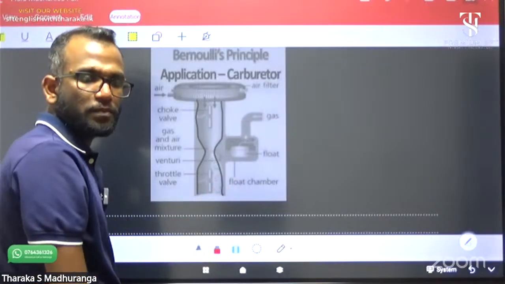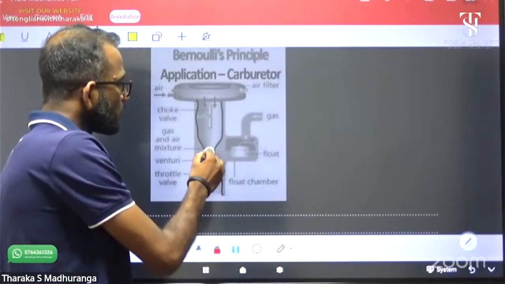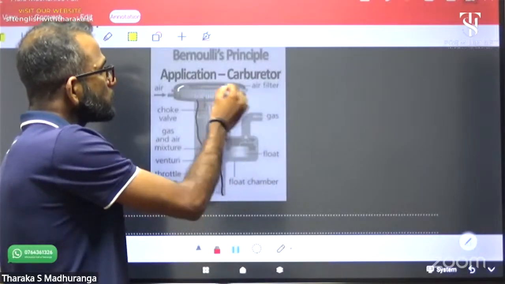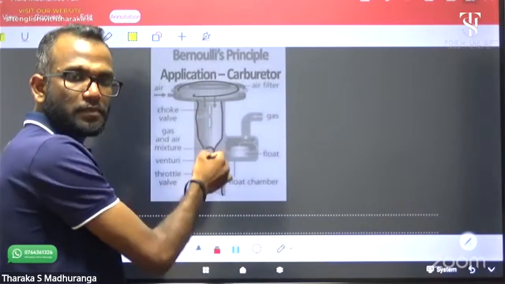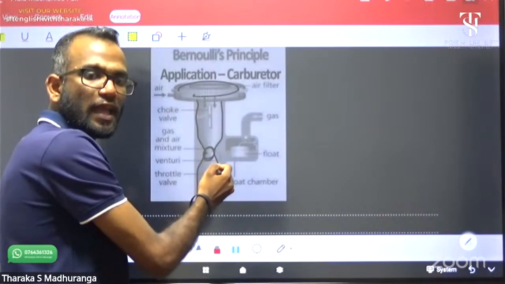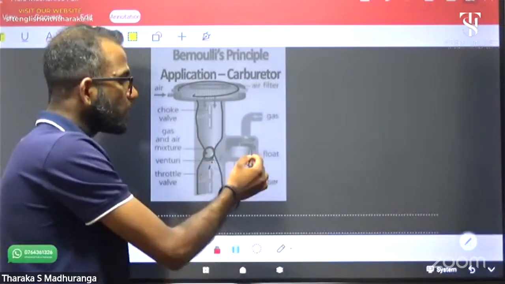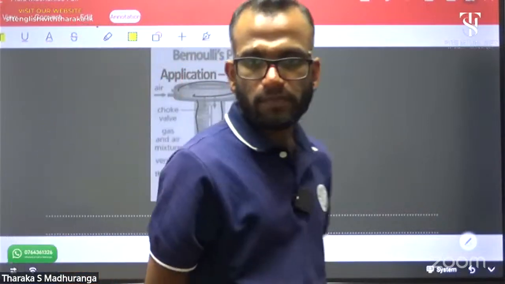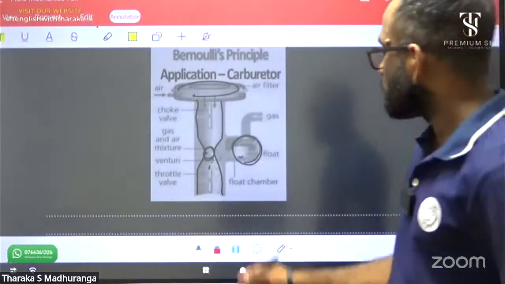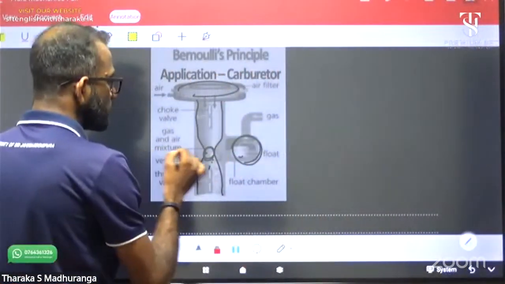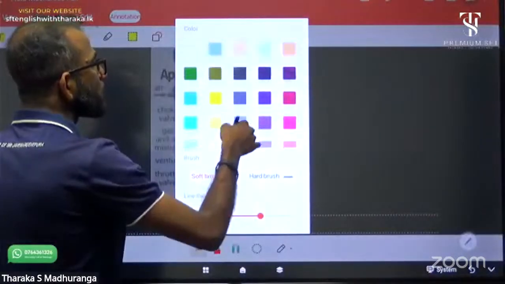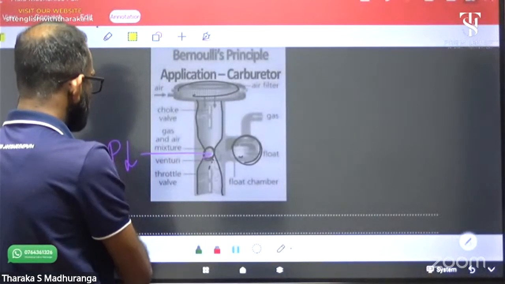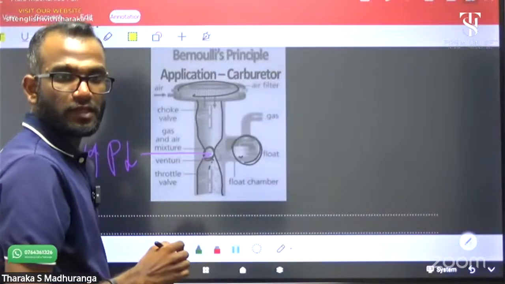Right? Venturi tube. This is a narrow region, and this is an air filter, and this is the air path, and this is a narrow Venturi tube, right? Then this is the fuel gauge, right? Then what happened due to this low pressure at this point? Low pressure, due to the high speed of gases.